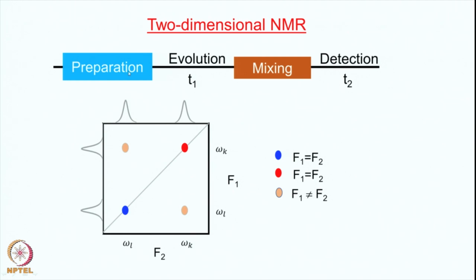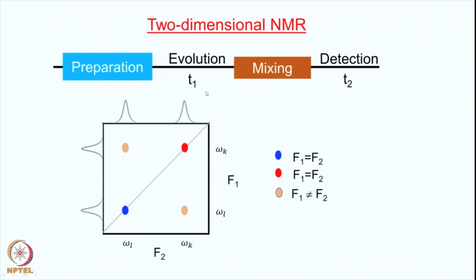This is the preparation period, and then you have the evolution period T1 and the mixing period, then you have the detection period T2. These are time variables, which means you do a series of experiments varying the values of T1, and the data is collected as a function of time during the detection period T2. Therefore, you generate a 2-dimensional data matrix, and of course in every case the preparation and the mixing remain the same.